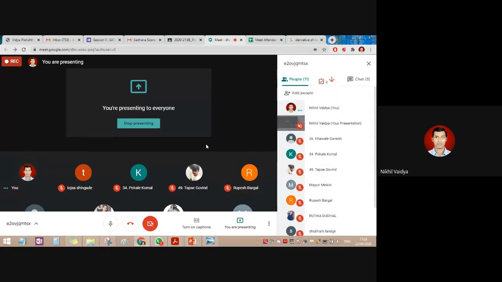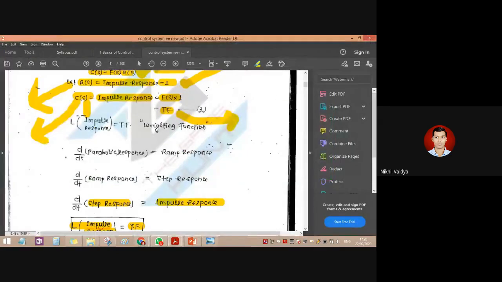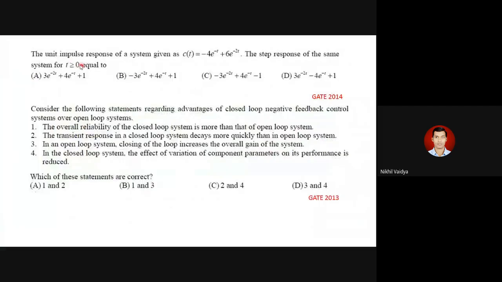Okay, no issues. I will tell. So now if we have to calculate the step response, we will take the integration of the impulse response. That's all. We will take the integration of the impulse response, and that is mentioned here.